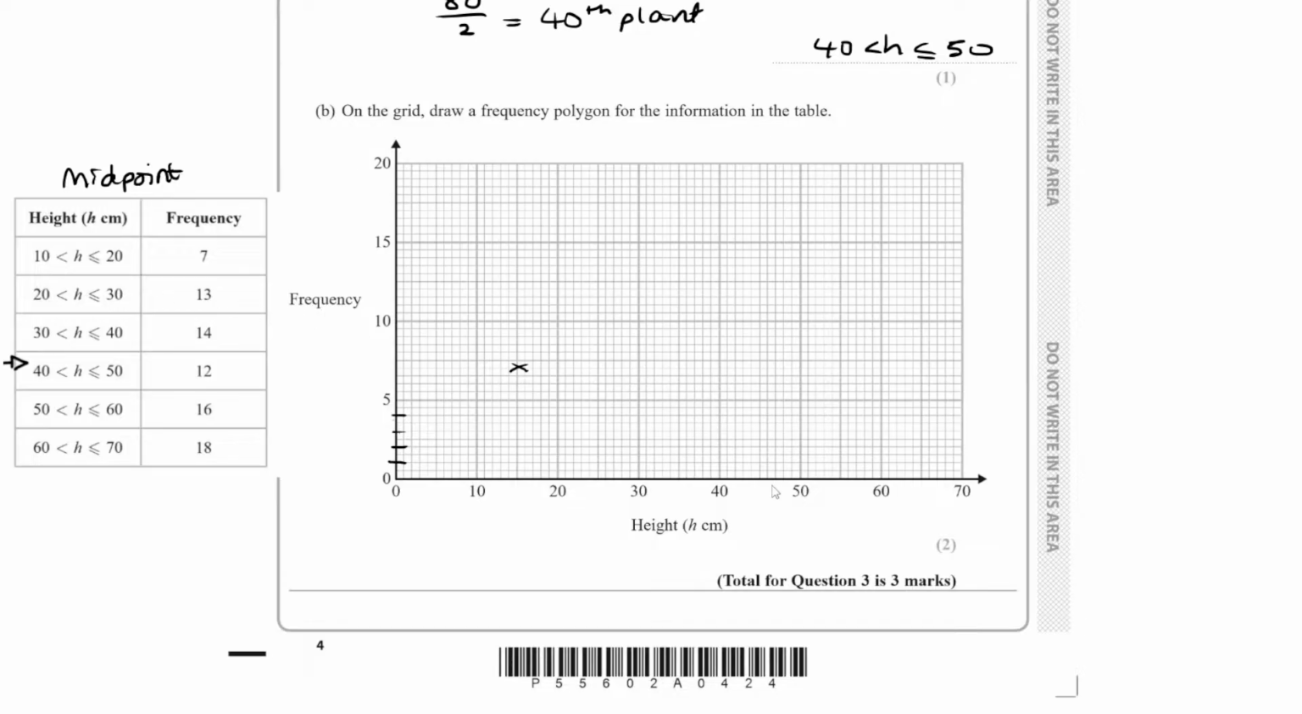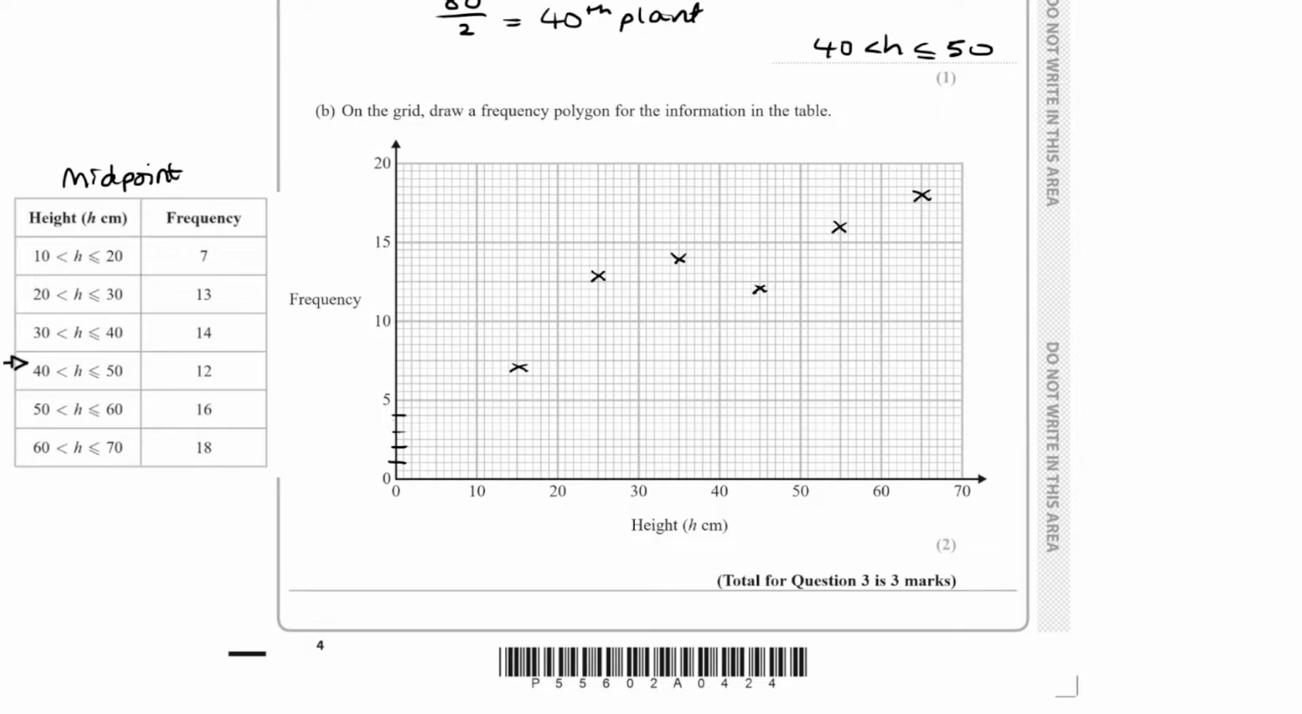The next one, the midpoint is 25 and then 13, so 6 squares above 10, and you get the gist, and so on. 35 for the next one, up at 14, so that's 2 squares before 15, and then 45 up at 12. You get the gist here, so 55, 16, and 65 finally at 18.